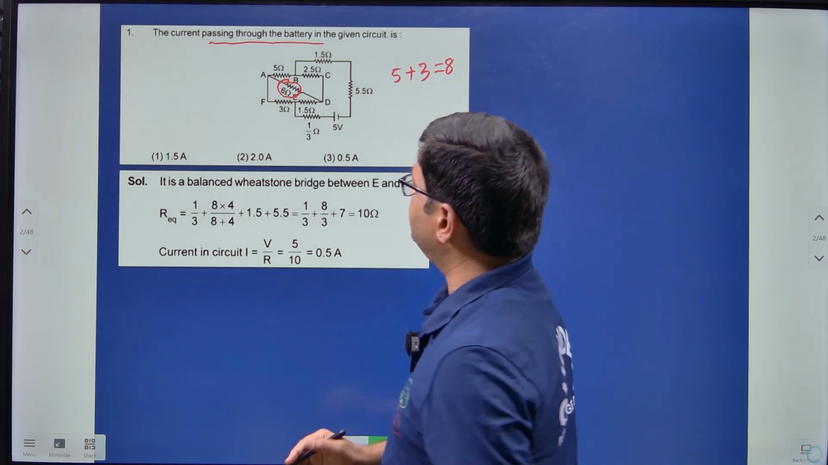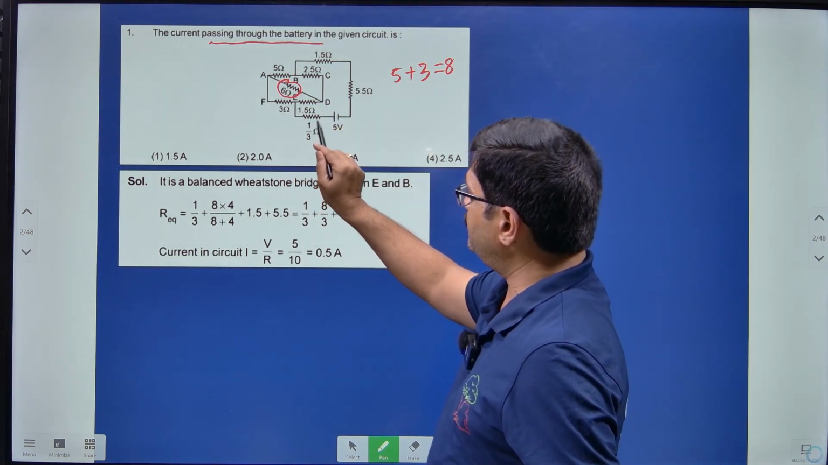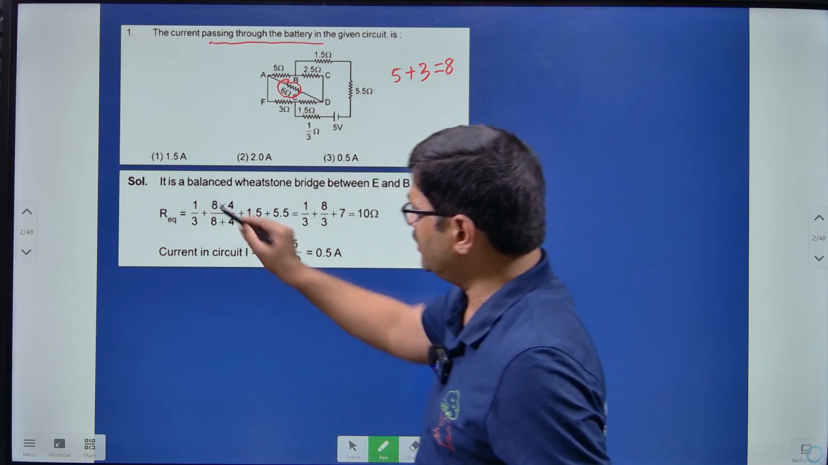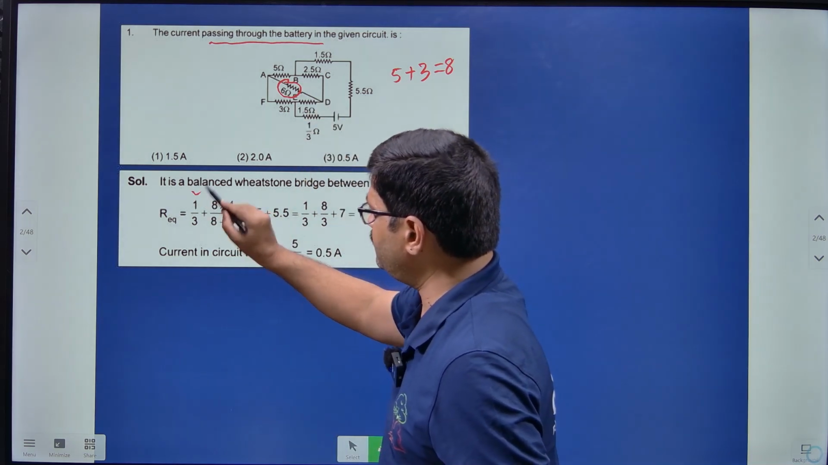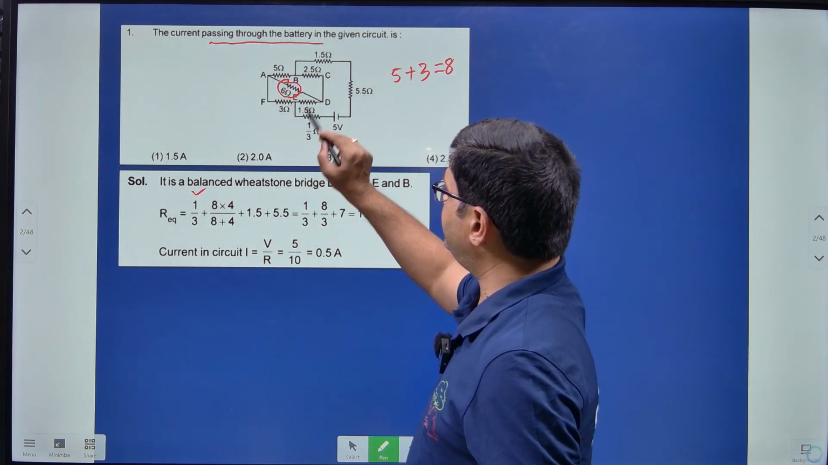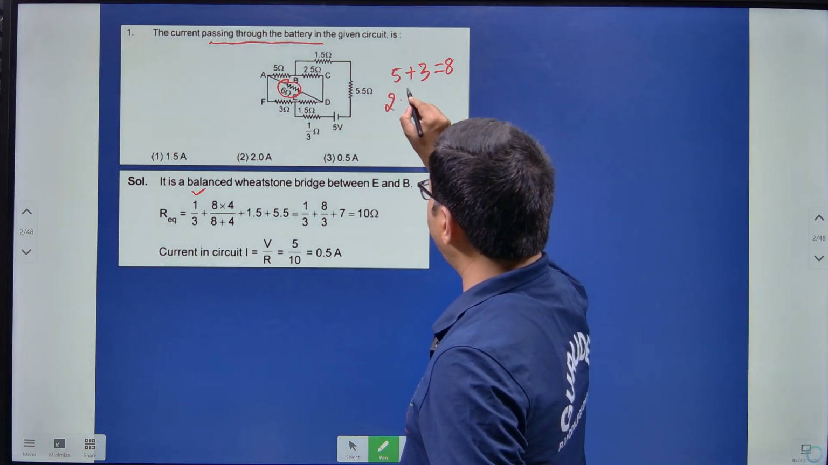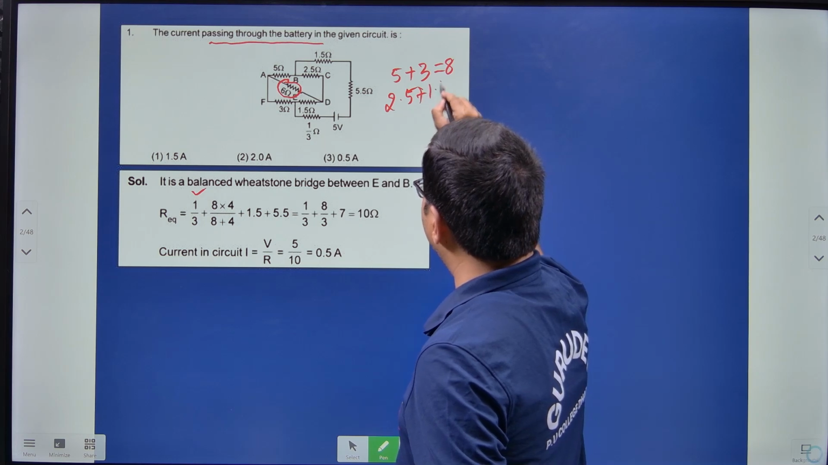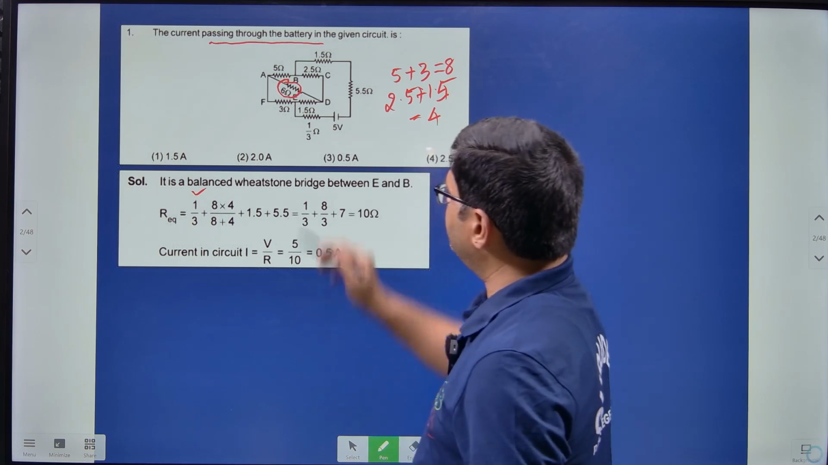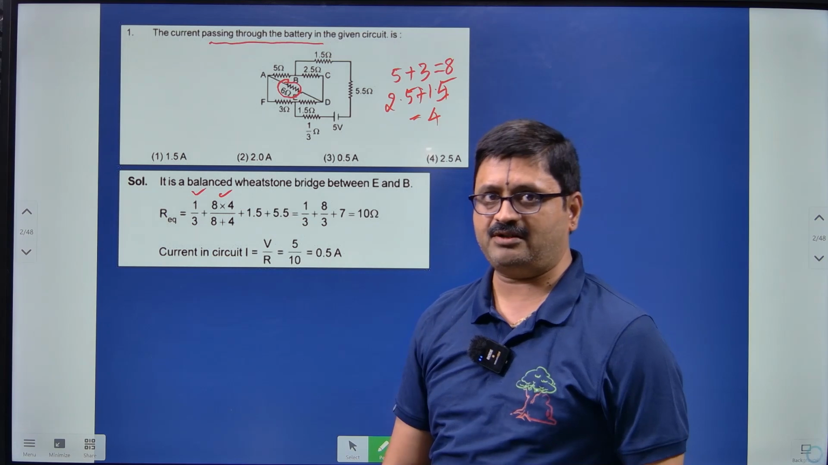Then this 1 by 3 ohm is going to be in series with this entire branch. So I am starting from this point, 1 by 3 plus 8, which is 5 plus 3, then 2.5 plus 1.5, which happens to be 4. So 8 and 4 will be in parallel here, and accordingly I am writing 8 into 4 by 8 plus 4.